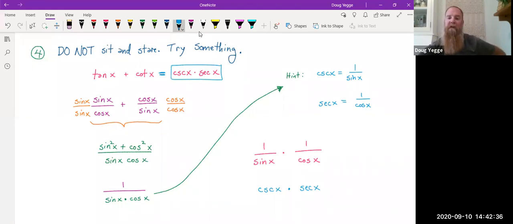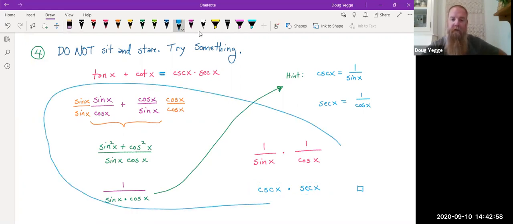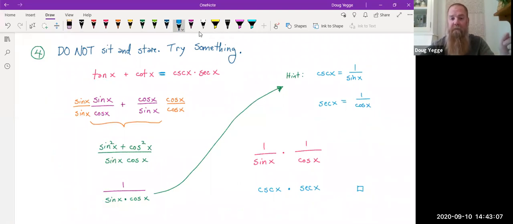So this was just a little bit of side work to help me look at the other side and keep in mind what our goal is and what we're trying to turn it into. But notice, I'd like you to realize this is not my answer. My answer is not cosecant x times secant x. All that is the end of my proof. The answer is all of the work. The answer is the process that we take to get it from one side to become another side.